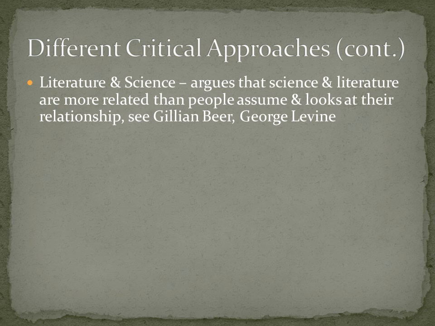Literature and science overlap. So you have a lot of critics now looking at famous texts, say, Jane Austen and Charles Dickens or Shakespeare, and seeing how biology or geology or geography or chemistry or physics or thermodynamics, how these fields of science play some kind of role in the literary text, and vice versa.